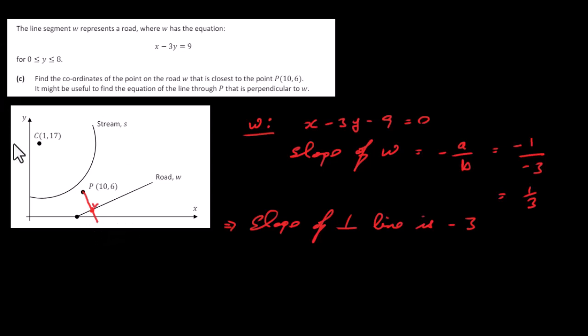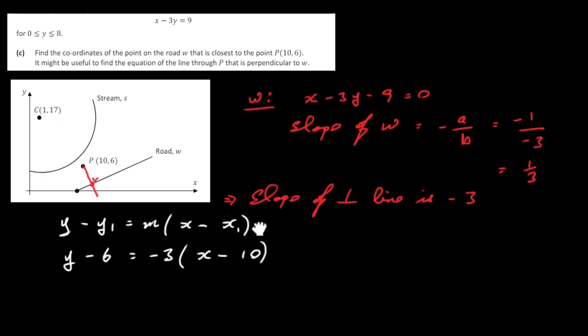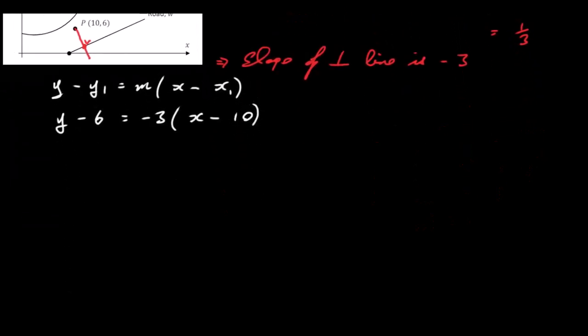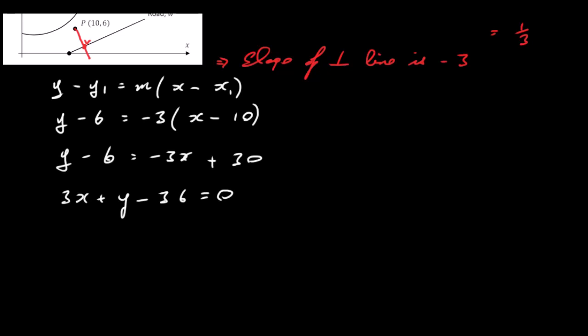So let's do that. We've got the equation of our line is going to be y minus y1 is equal to m into x minus x1. So we have y minus, the point on the line is (10, 6), so it's going to be 6 here. The slope we found out is minus 3. It's going to be x minus 10. So, okay, let's just simplify that. We got y minus 6 is equal to minus 3x plus 30. So we've got 3x plus y minus 36 equal to 0. So this is our second line there.